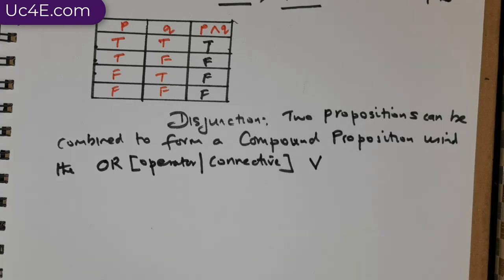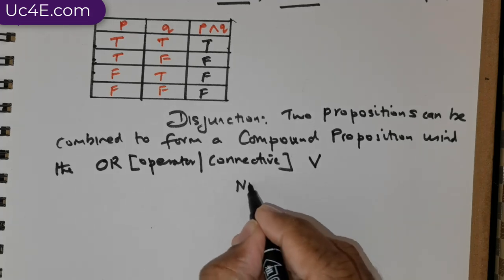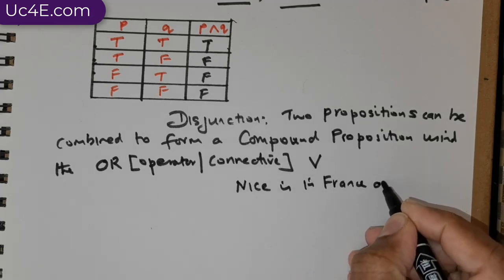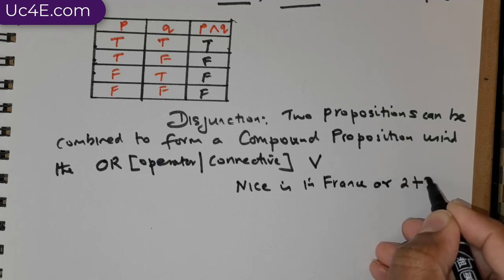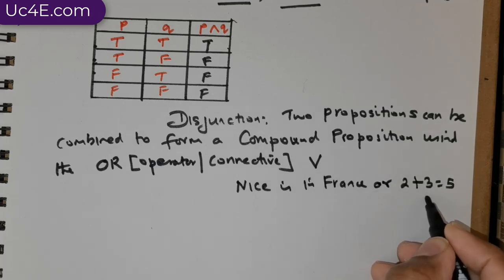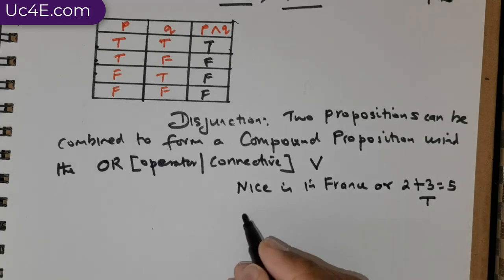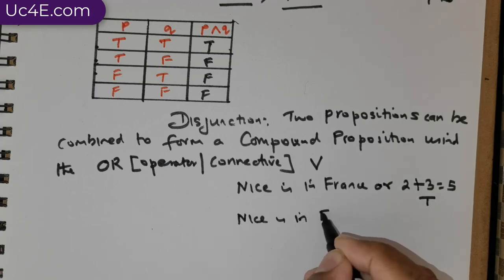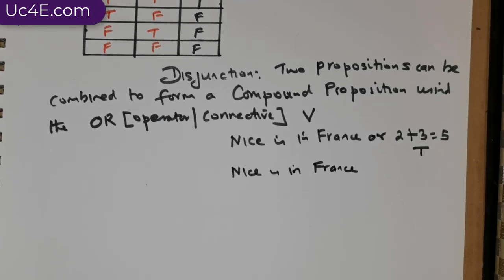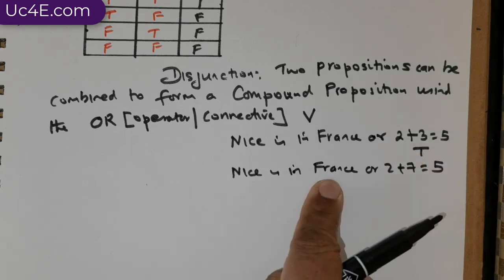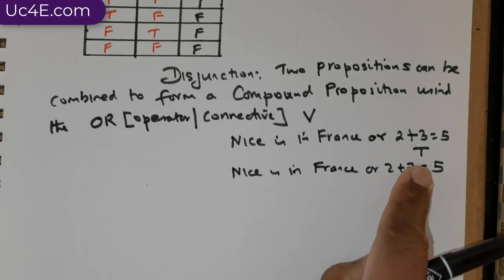So let me give some sentential examples. Nice is in France, or 2 plus 3 is equal to 5. So this is true, or this is true. The outcome will be true. Nice is in France, or 2 plus 7 is equal to 5. This is true, or this is false. The outcome will be true.